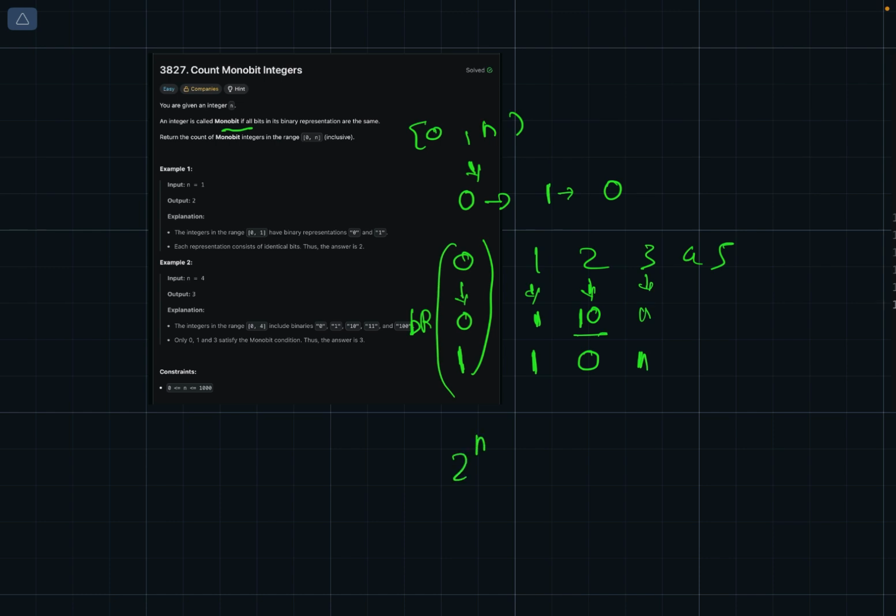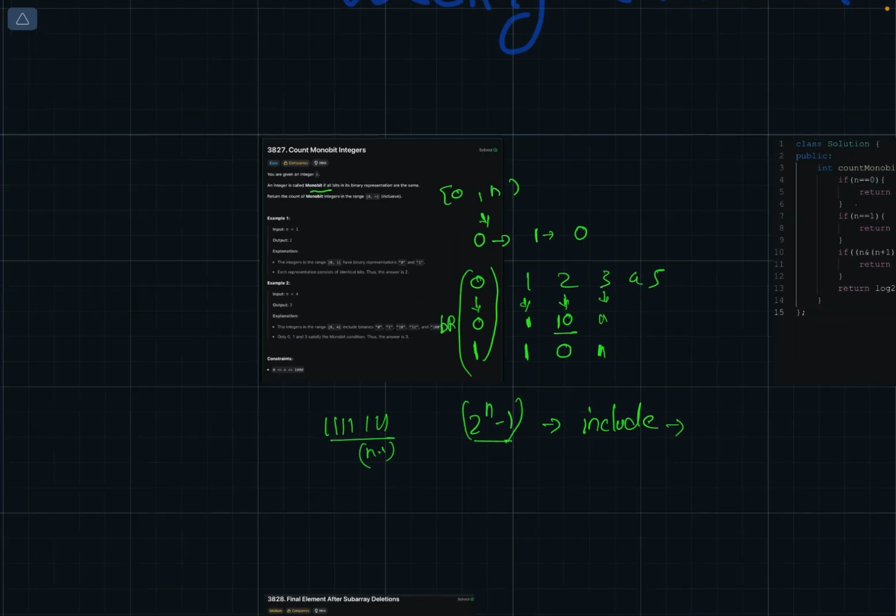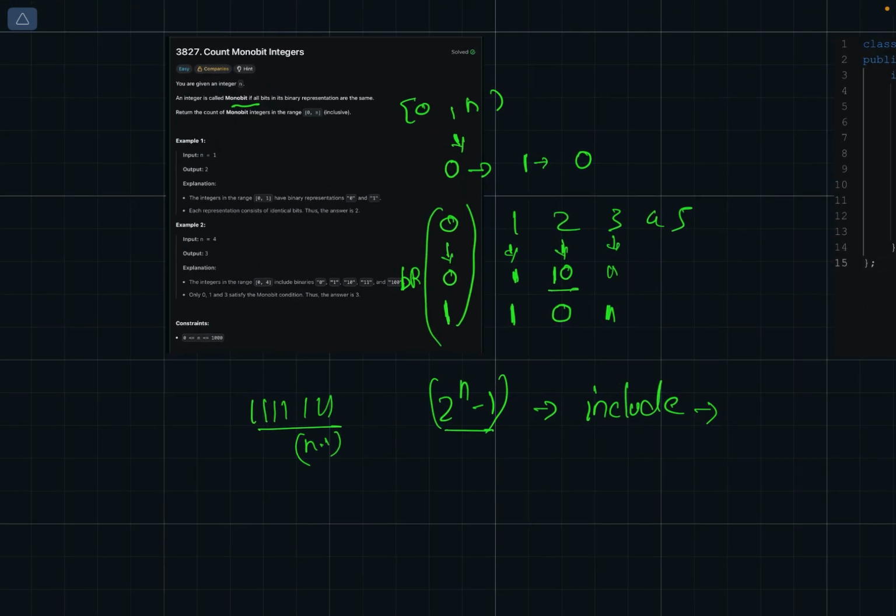Here is one crux: all numbers of the form 2 to the power n minus 1 will be included in our answer, and all other numbers will not be included, because 2 to the power n minus 1 is always represented as 1 1 1 1, n times. Except for these numbers, the binary representation of all other numbers will include at least one 0, and only 2 to the power n minus 1 will have all ones.